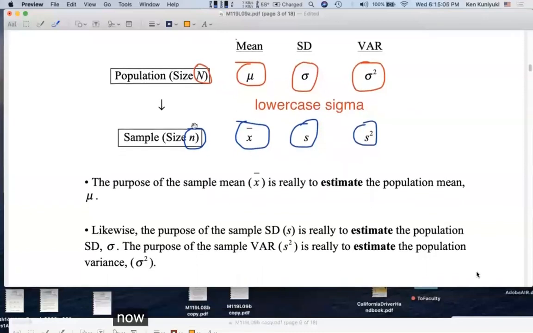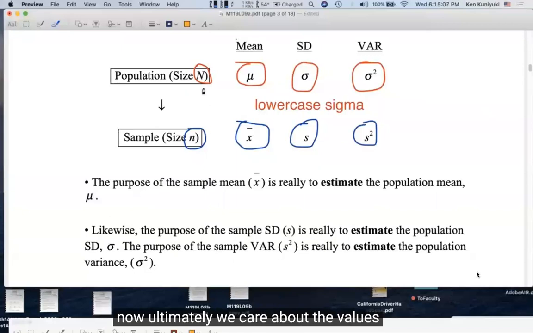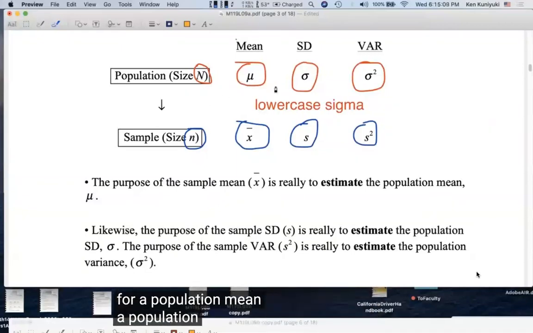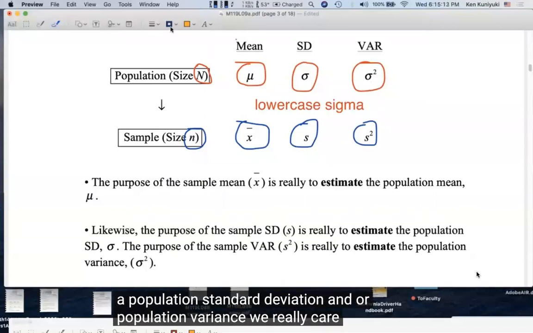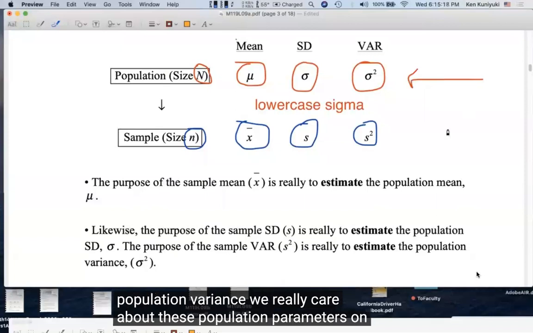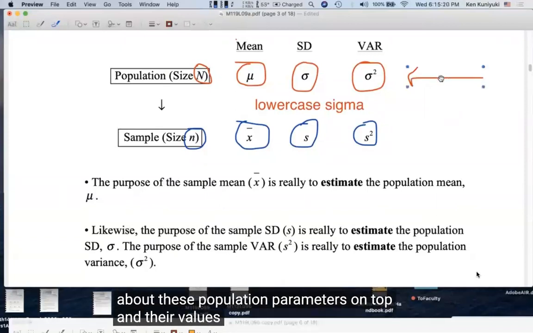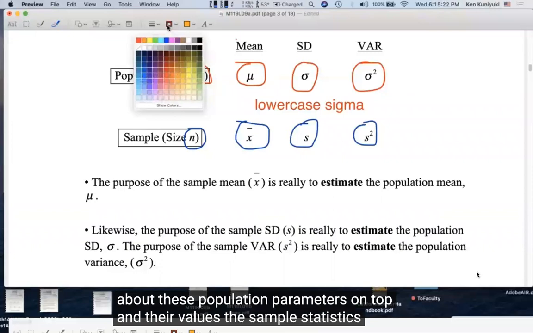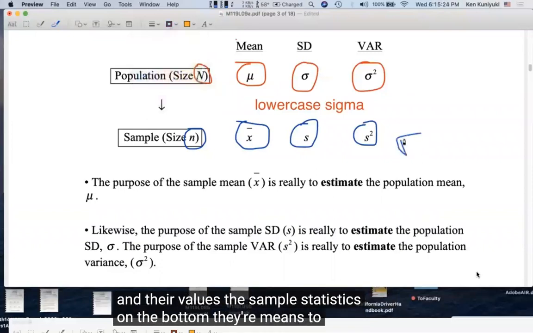Now, ultimately, we care about the values for a population mean, a population standard deviation, and/or a population variance. We really care about these population parameters on top and their values. The sample statistics on the bottom, they're a means to an end.